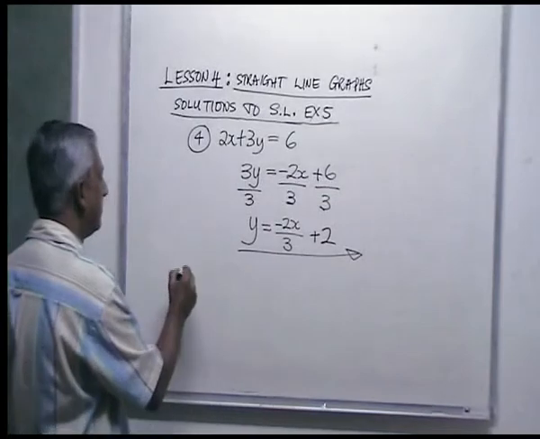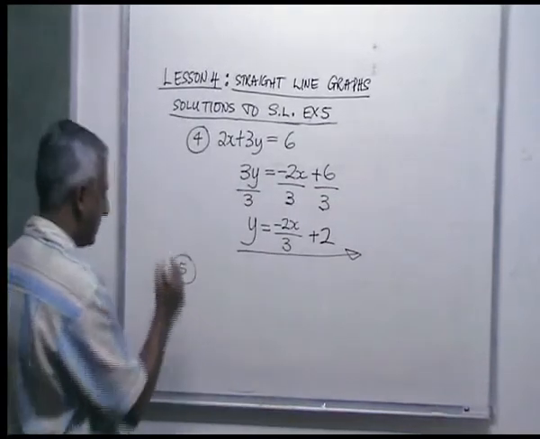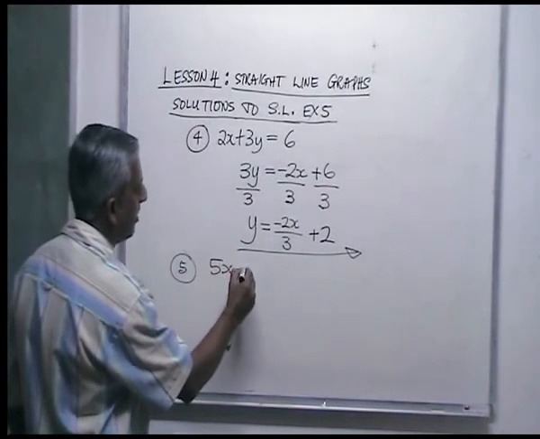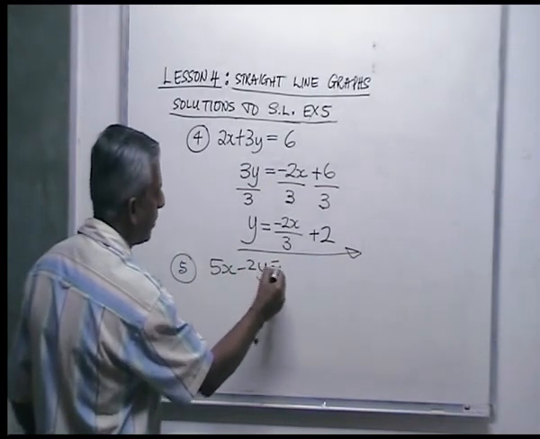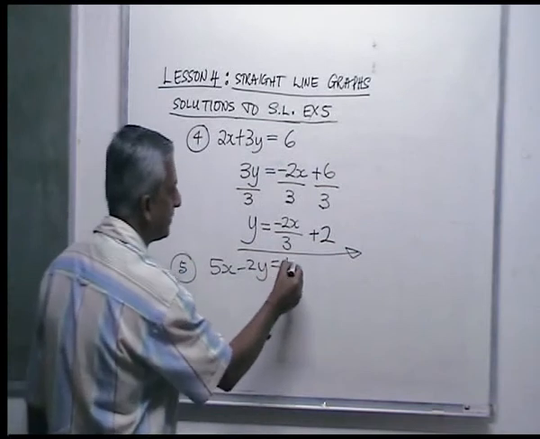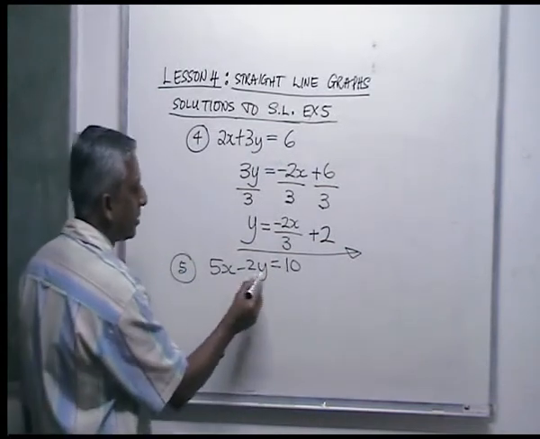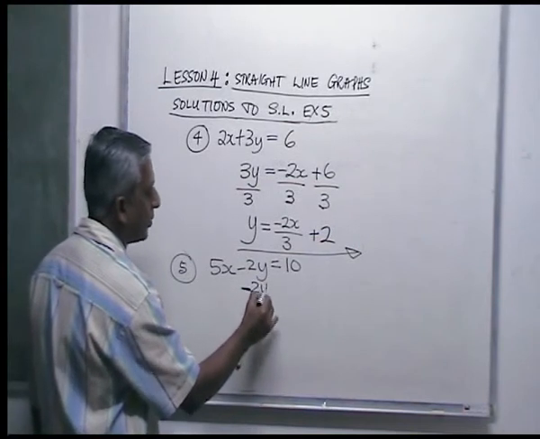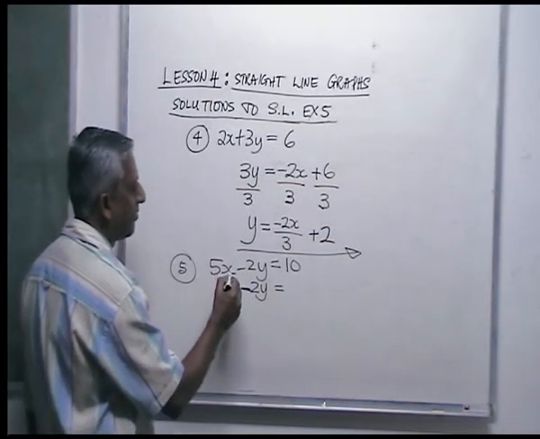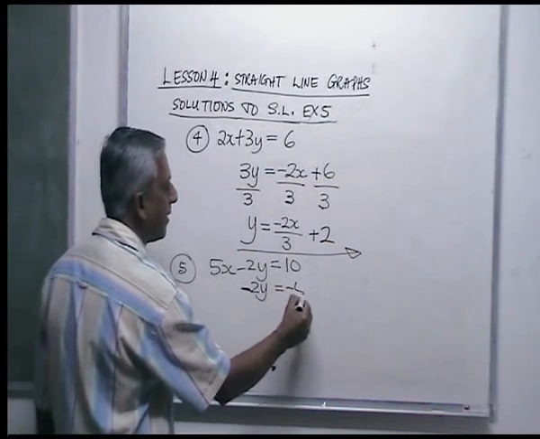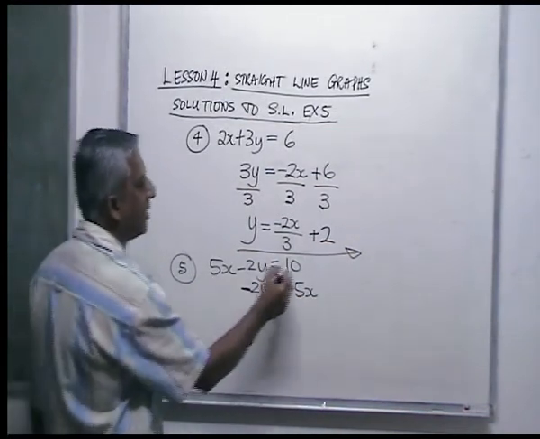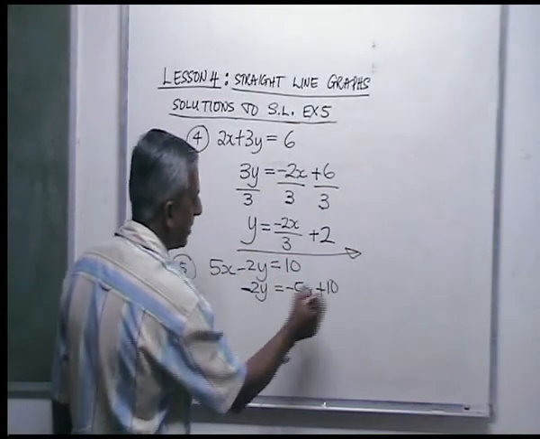And then we have number 5. Let's look at number 5. You have 5x minus 2y is equal to 10. So leave this as it is. So this is minus 2y. Take the 5x across, you'll get minus 5x. And then just bring down the 10.